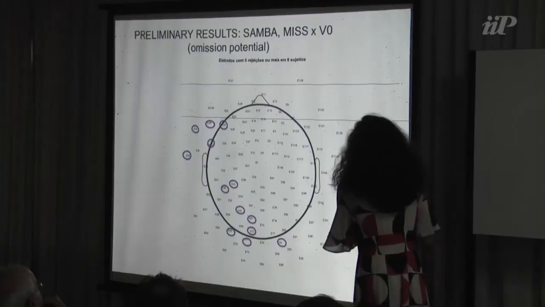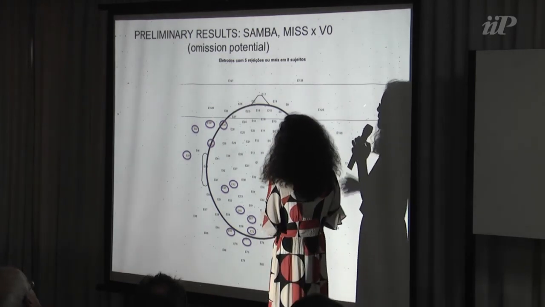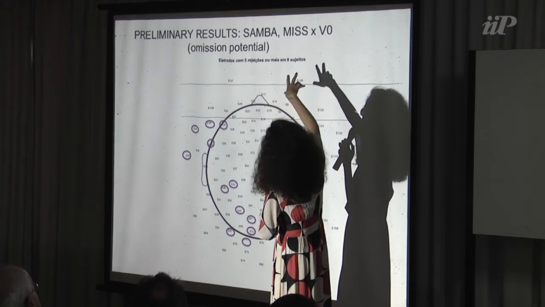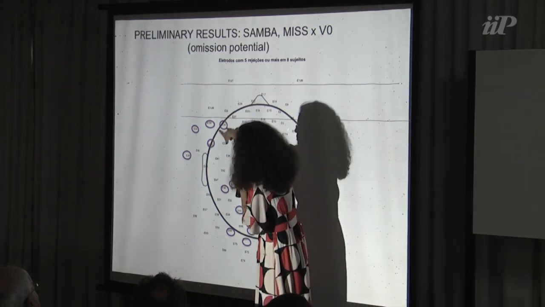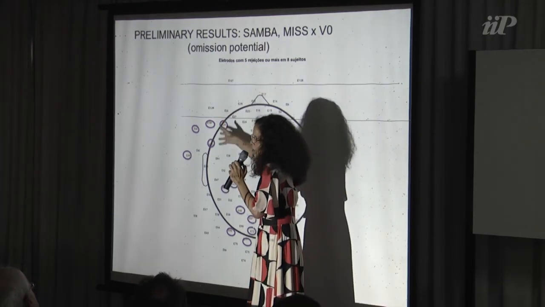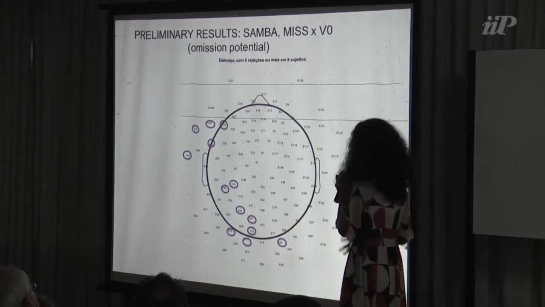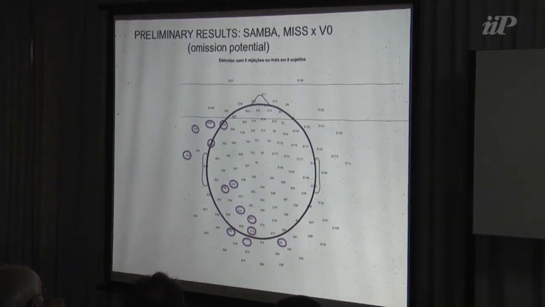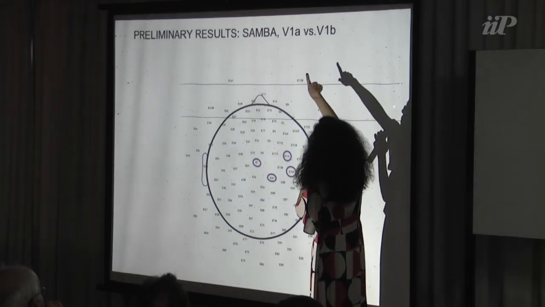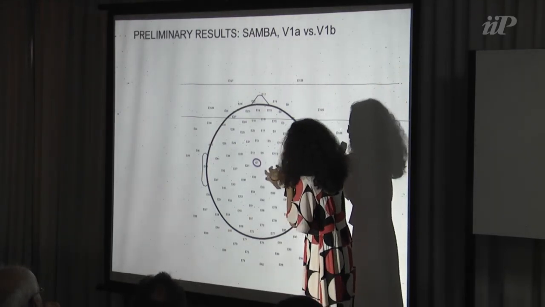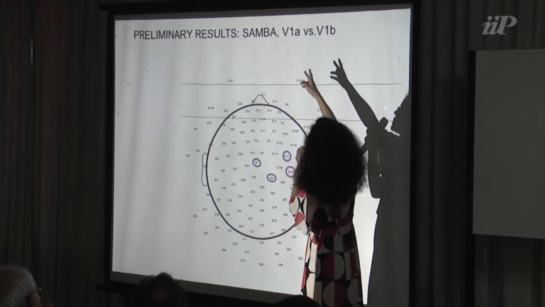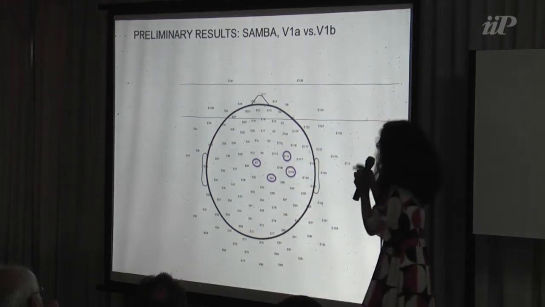Thank you, Antonio. So this is very preliminary data, in the first group of 8 subjects. But just to show you that when you compare, these are the electrodes that distinguish MIS from V0. So this is a topology of the regions or the networks that will be distinguishing these two conditions. And very nicely, we have the other contrast I just mentioned, V1A versus V1B, and we find a restricted group of electrodes that are able to distinguish V1A versus V1B.